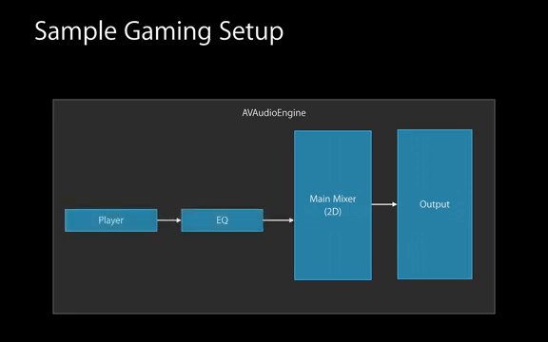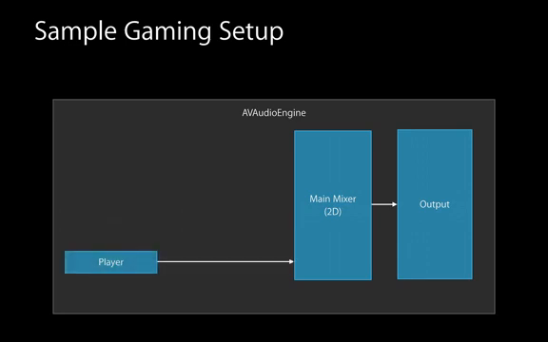I can now have a second player that I'm going to dedicate to playing music. This player is going to play music, and I'm going to run it through an EQ and connect that to the main mixer. Let's say that I present some UI for the user so that he can tweak the EQ settings, maybe to make the music sound better.